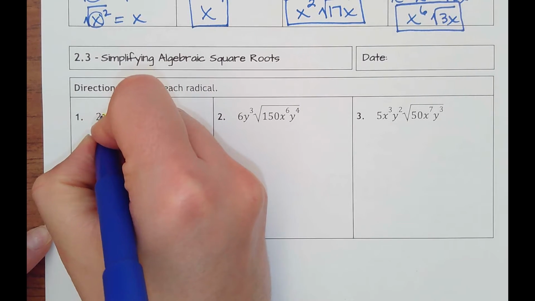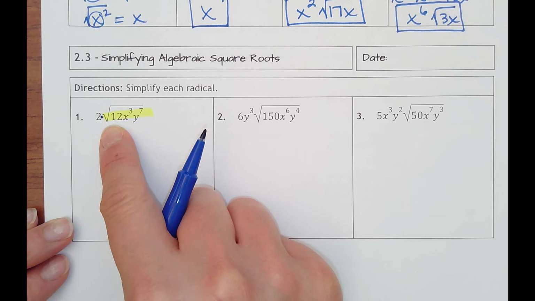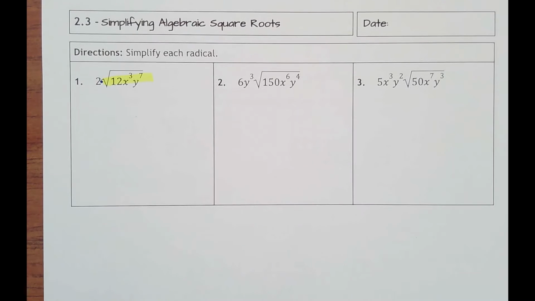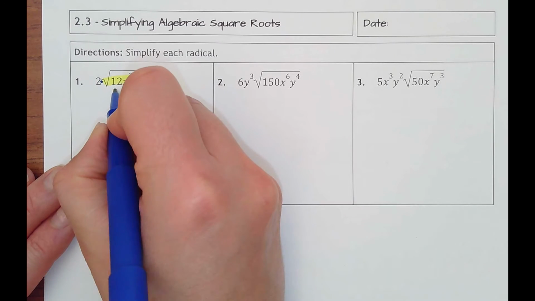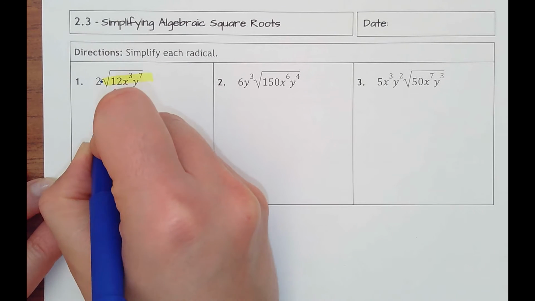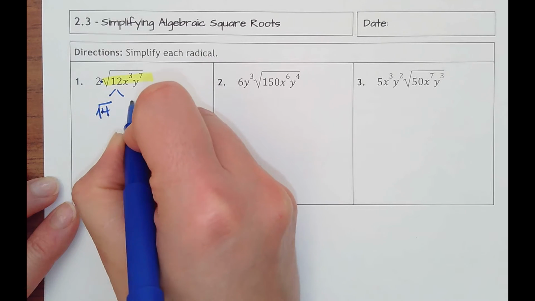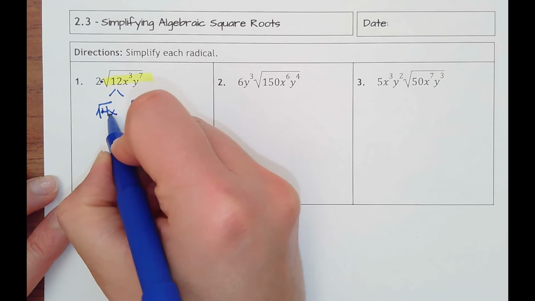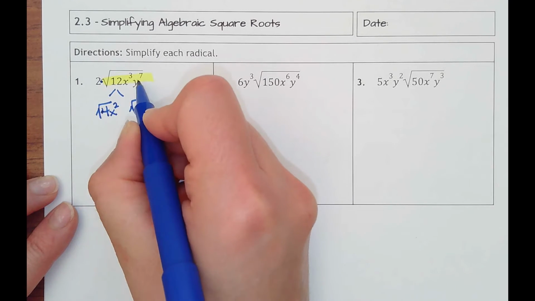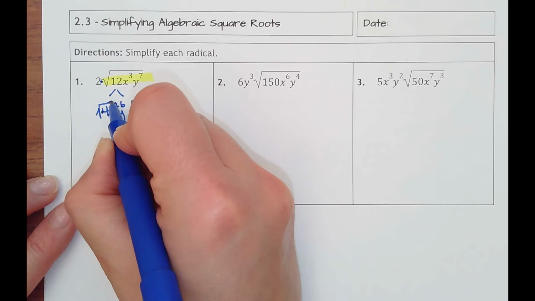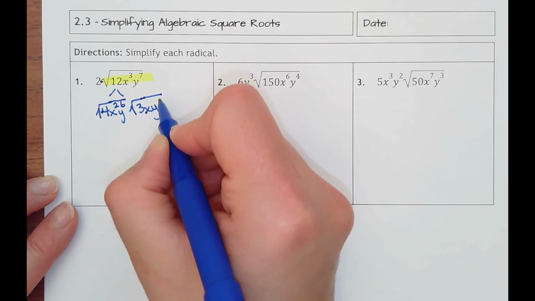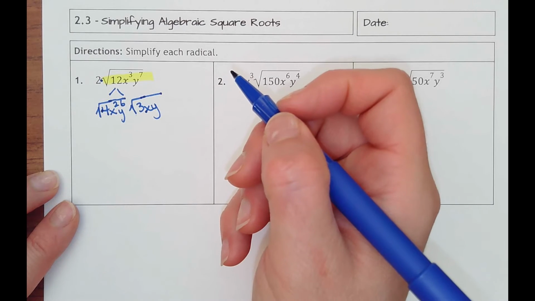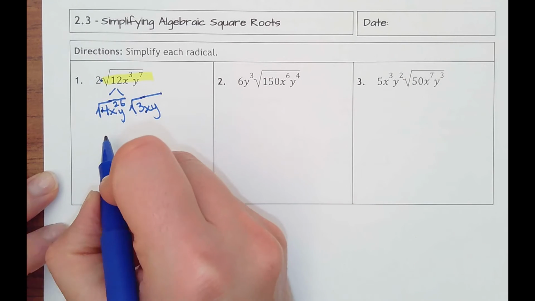Okay, so we got 2 times the square root of this. 12 is not a perfect square, but there's a perfect square in that, and that would be 4. So I'm going to split this into square root of 4 times 3 would make the 12. X cubed, I'm going to go down to x squared with the leftover x. Y to the 7th is going to be y to the 6th with a leftover y. You should never have more than 1 left over in these problems, because then that means you have another pair to take out. Square root of 4 is 2.